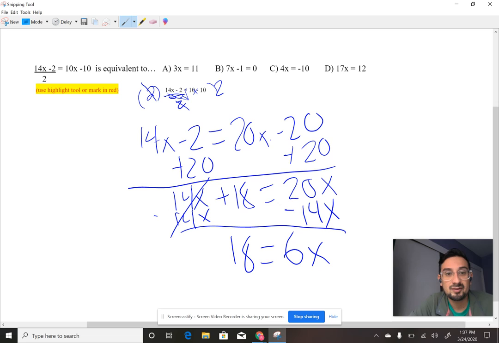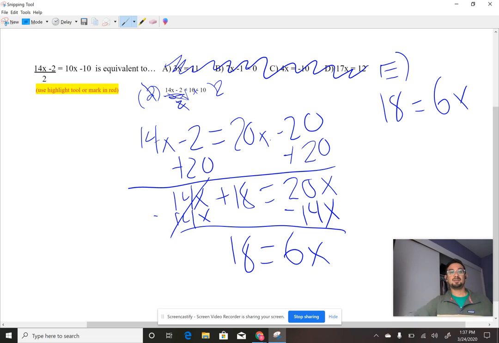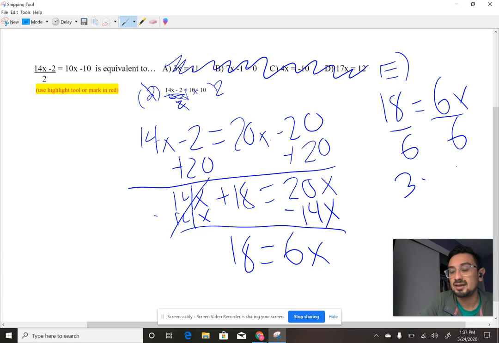And then from there, we've got to figure out which one it is. I think it's wrong, to be honest. I feel like there should be an E. It should be 18 equals 6x. Yeah, there's some mistake on this one, so sorry about that. If you want to solve the problem, you just finish it off by dividing by 6. So 3 equals x.